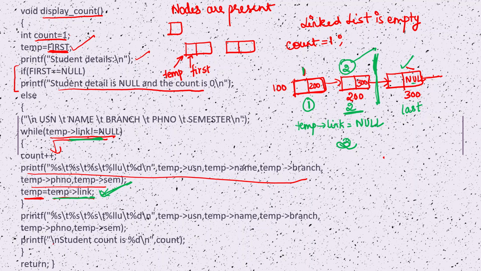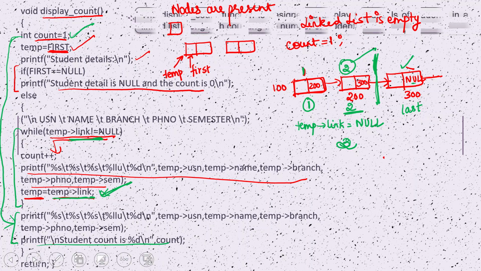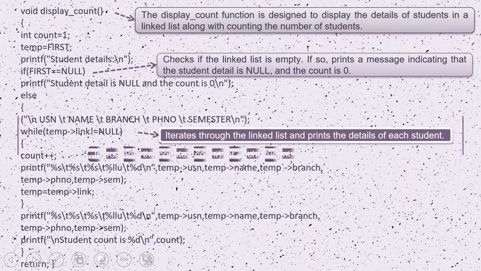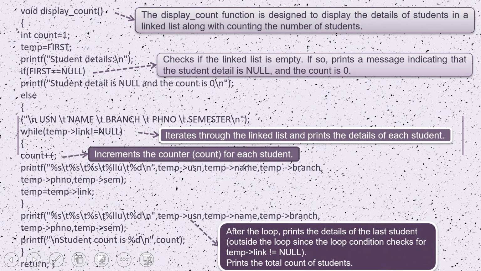So the control of the loop will come out of it. And one more thing, see, count is equal to 2 for the last node, this is your count. So it will display the information of the count like this. Next, let me erase all the ink. Take some time and read the information.